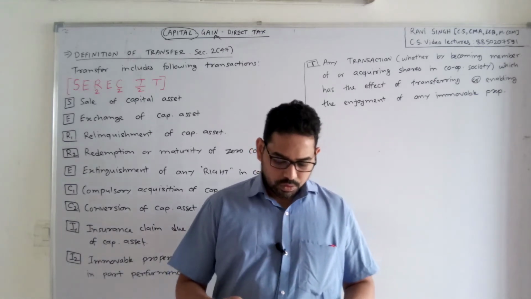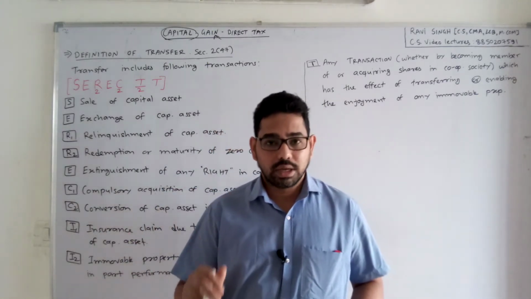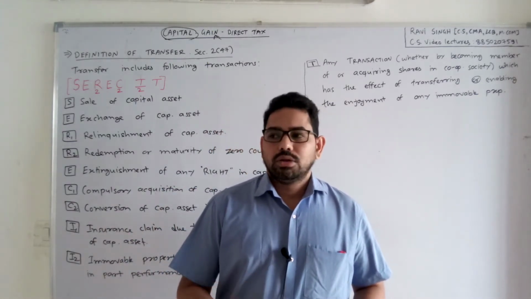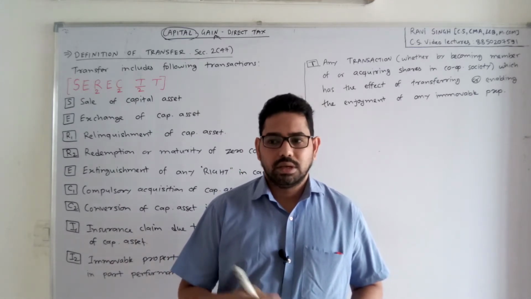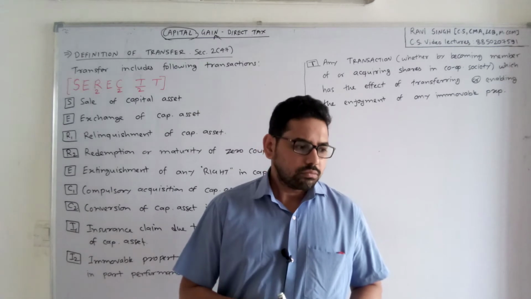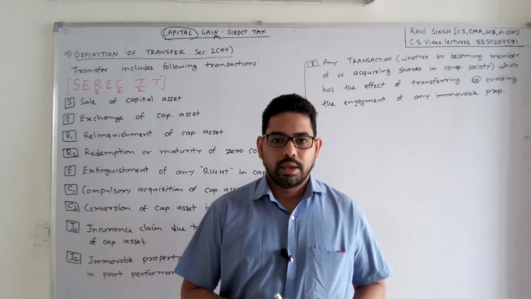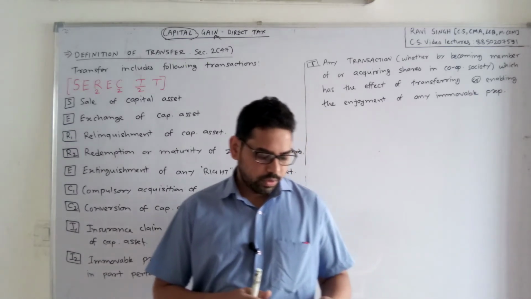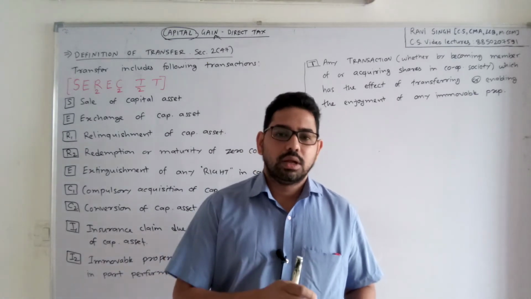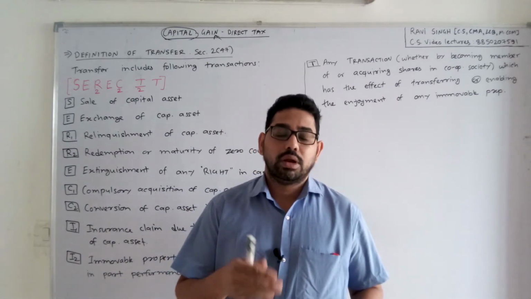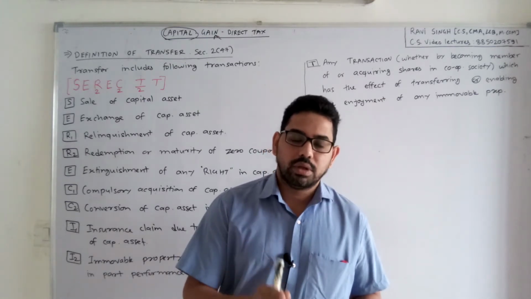Jewelry, drawing, painting, sculptures, archaeological collection. Archaeological collection means many people have a habit of collecting old things, ancient coins, etc. Those things are also taxable if you transfer them later on and get a capital gain. So point number 1 is very important. Jewelry, drawing, painting, archaeological collection, or any work of art are taxable even though they are personal and movable.